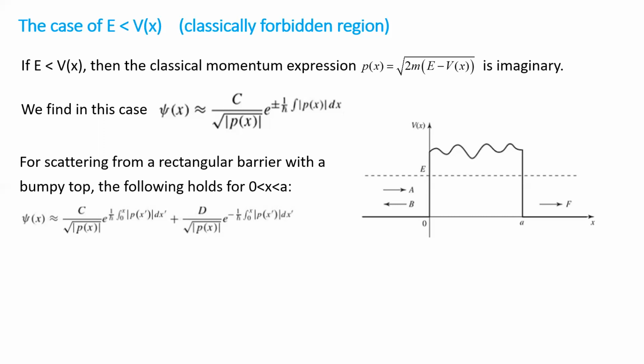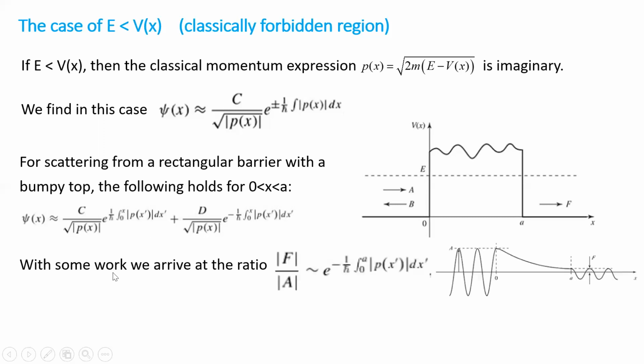Okay, so it turns out that you can make some arguments with some work and matching boundary conditions like we always do in scattering problems. With some reasonable assumptions, we can arrive at a ratio of the transmitted amplitude F to the incoming amplitude A. By matching the boundary conditions with this solution inside between 0 and a, and solving for the ratio, the magnitude of F over the magnitude of A turns out to be e to the minus 1 over h bar, integral from 0 to a, so integral over this range of the absolute value of P of x prime dx prime. And it's absolute value because P of x prime is an imaginary number in this range, because E is less than V.